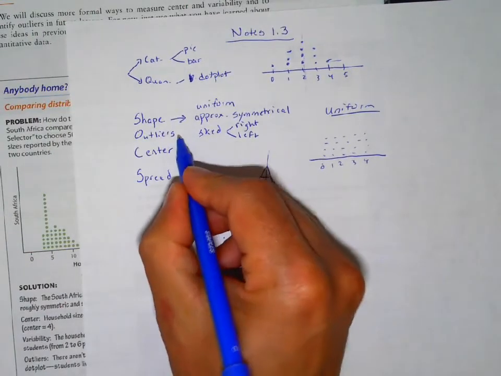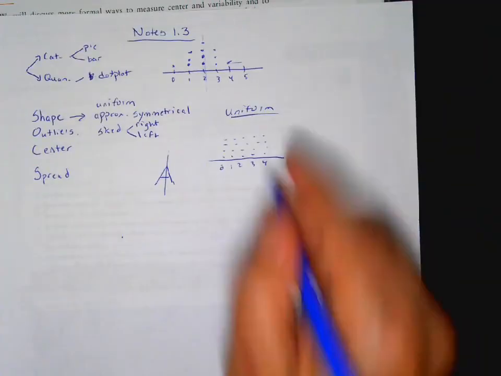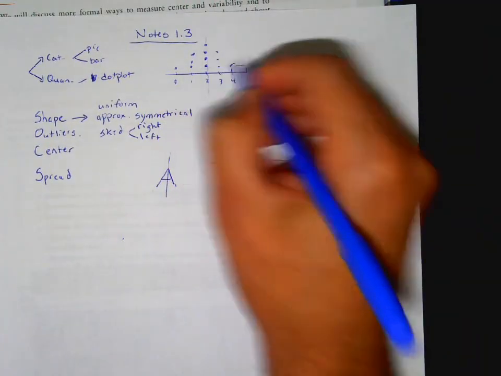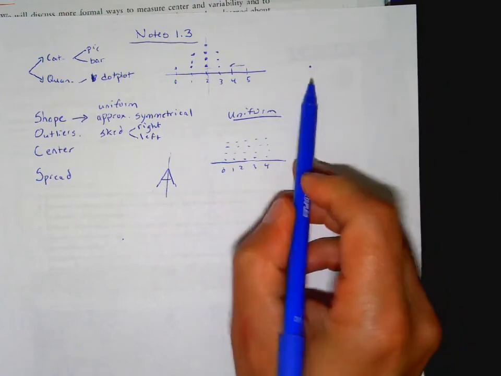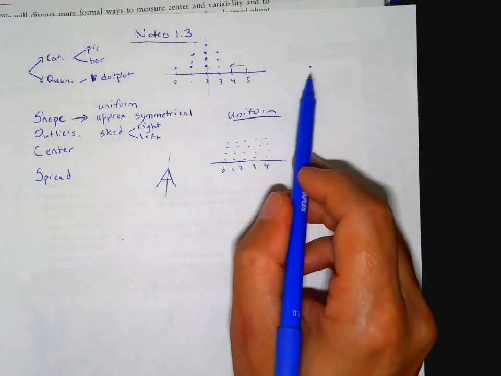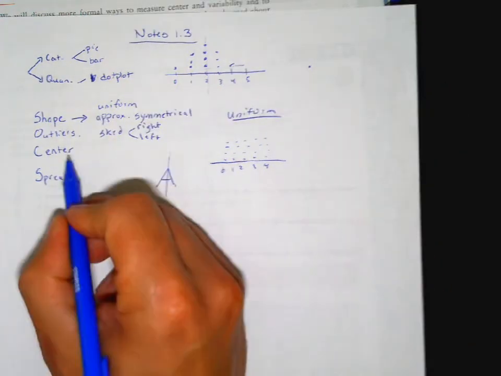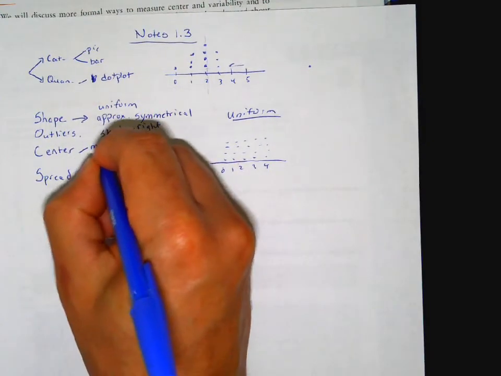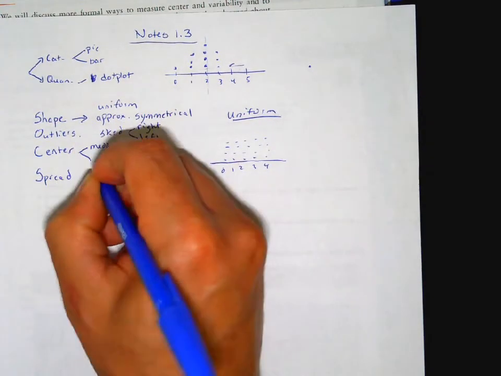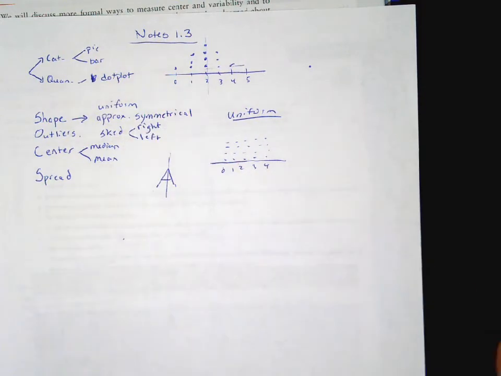Okay. The other things here, outliers, we'll talk about that a little bit later. But if I have a bunch of data right in here and I have one way out here, that's probably considered an outlier, and we'll talk about how we find that later. Center, we're going to talk about median and mean. Those are our two centers.